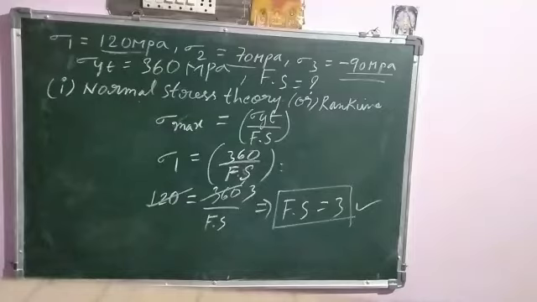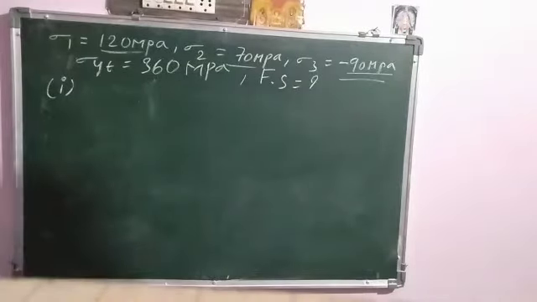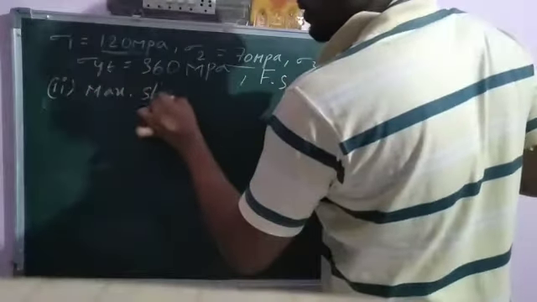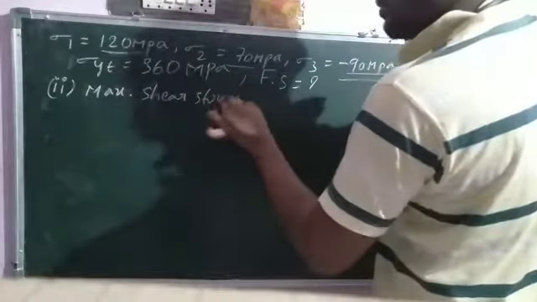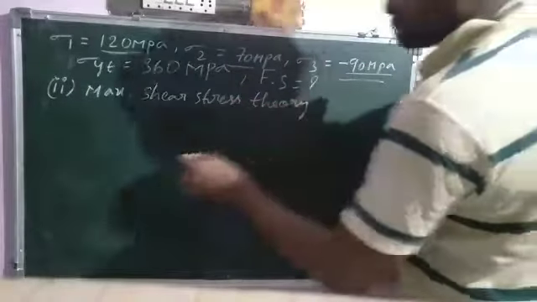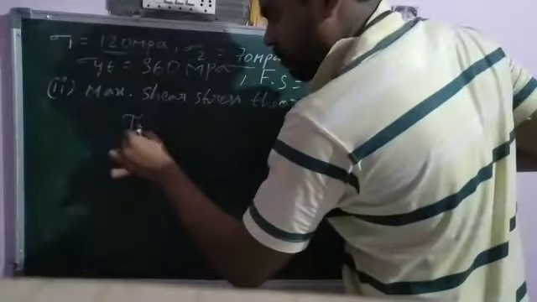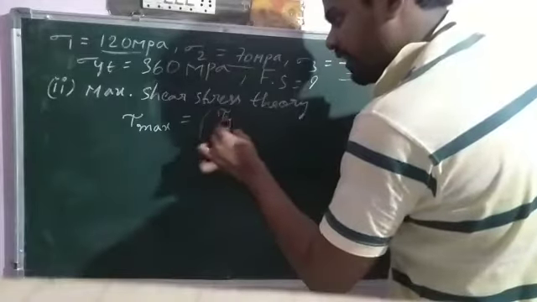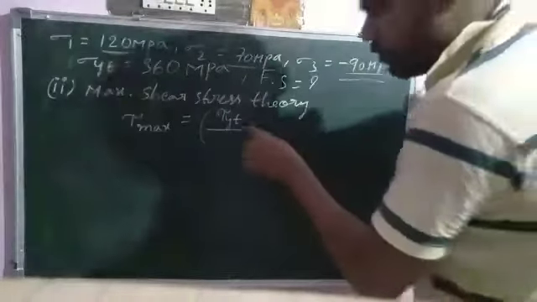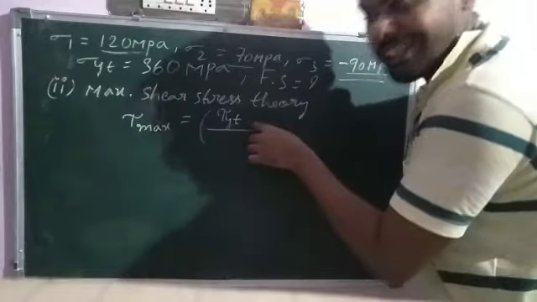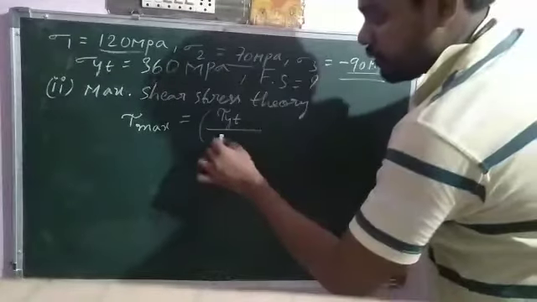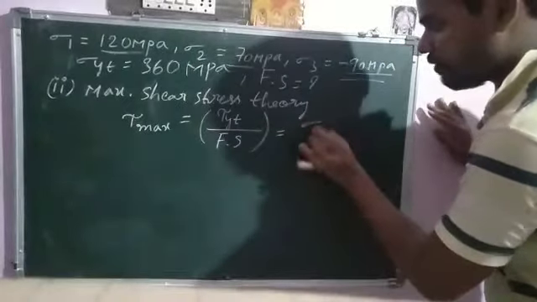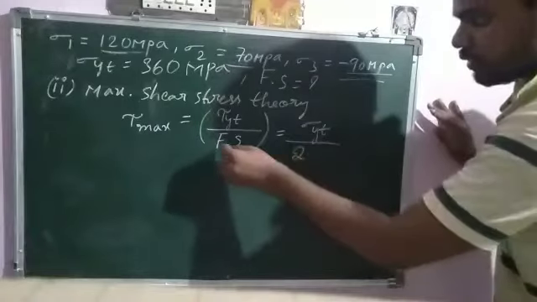Now the next theory of failure is maximum shear stress theory. According to maximum shear stress theory, maximum shear stress tau maximum is equal to tau yt, the shear yield strength, divided by factor of safety. Again, we know that tau yt is equal to sigma yt by 2, multiplied by factor of safety.